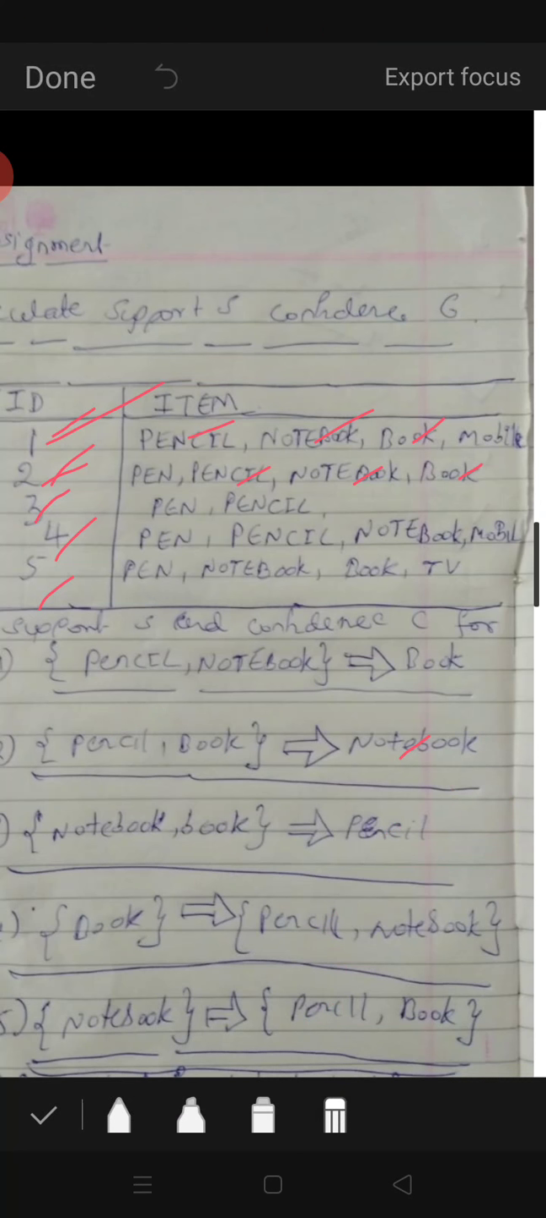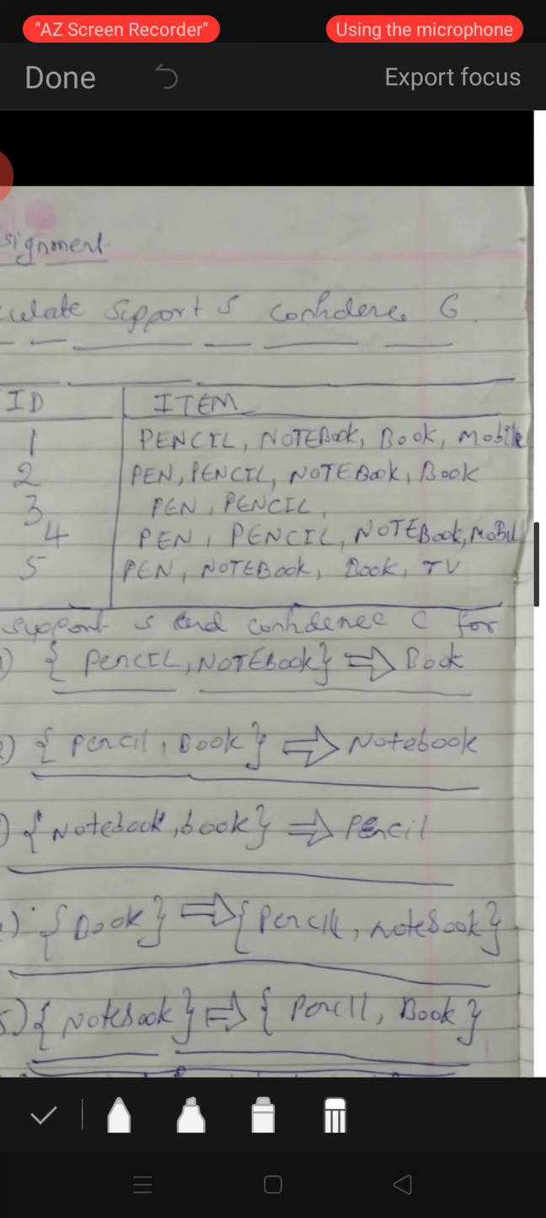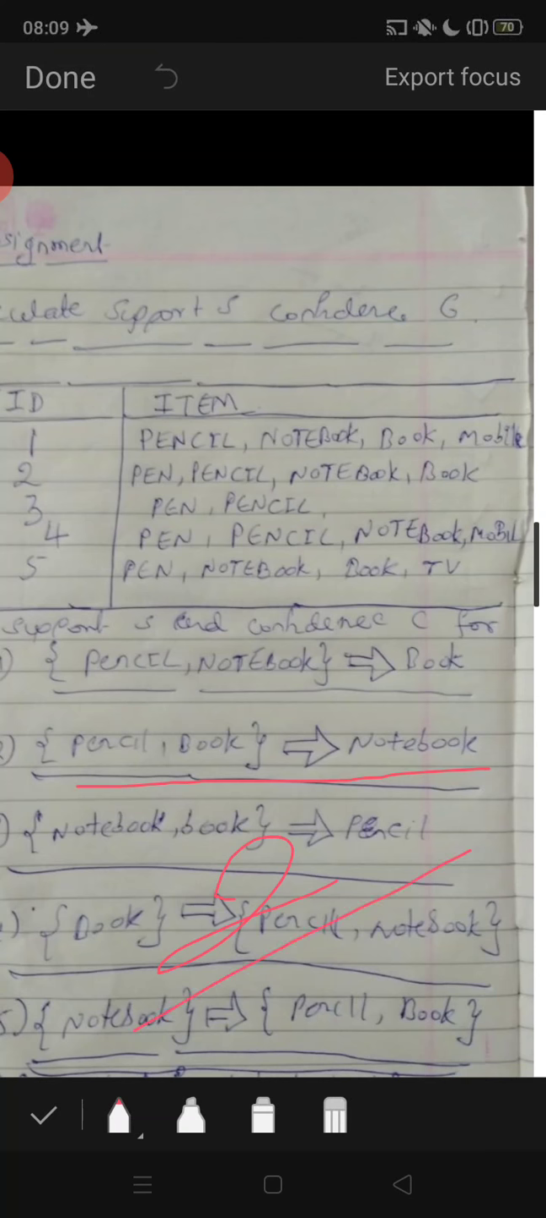Then what is the confidence for this? What is confidence? Calculate it fast. Pencil, book, notebook, how many times available? Two times, we know that. Divide by how many times only pencil and book is available.